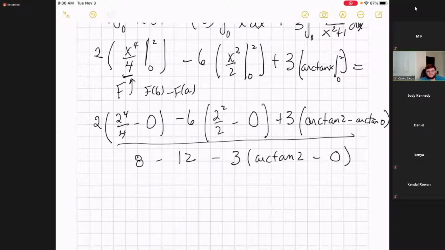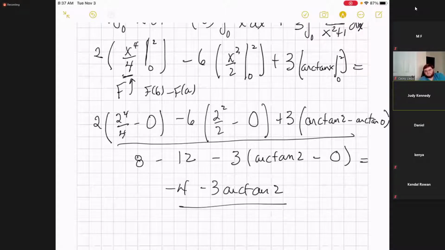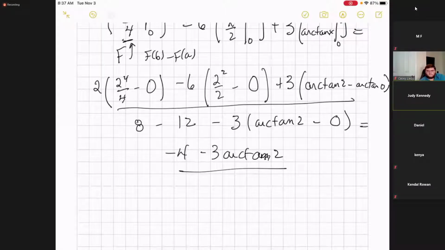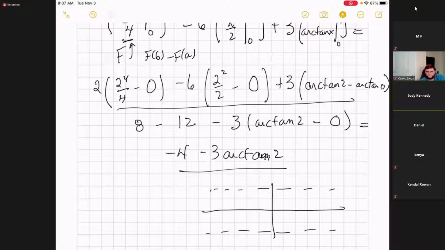Arctan of 2, yeah, okay, that does not correspond to a special angle, so I'm just going to leave it arctangent of 2, okay? Arctangent of 2 exists. Arctangent of any number exists, because arctangent has domain all the reals.